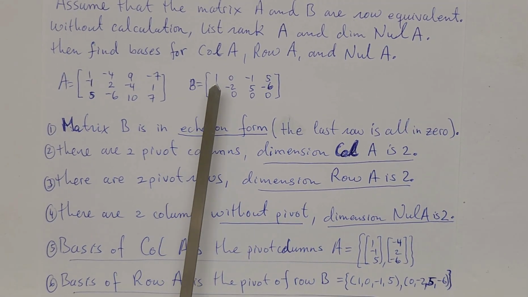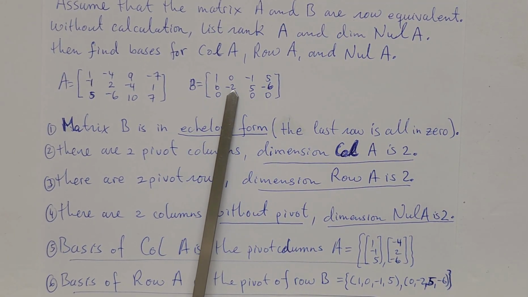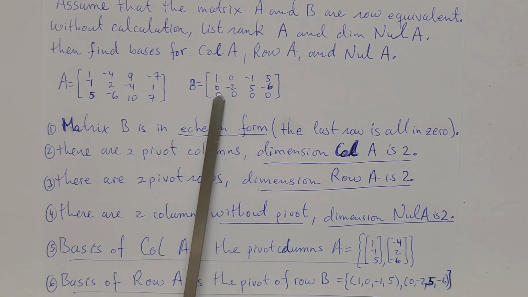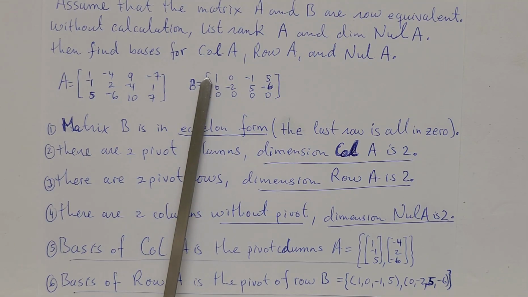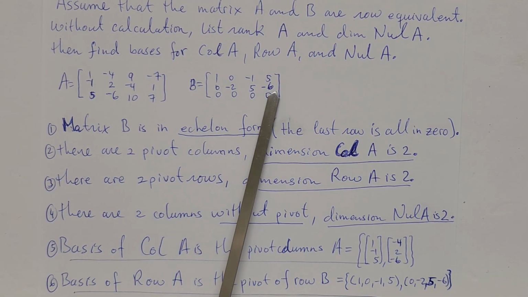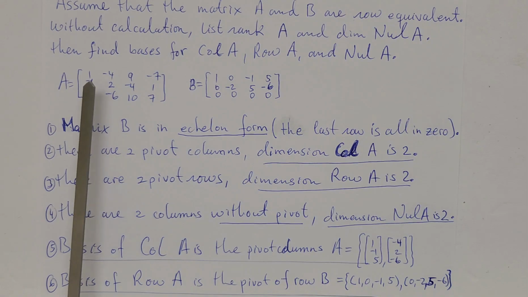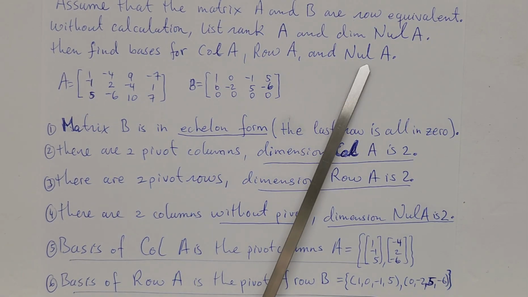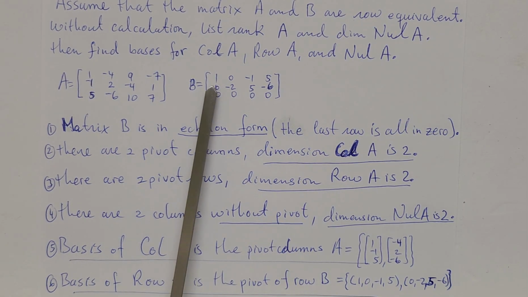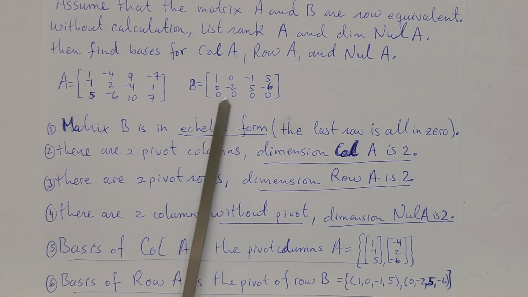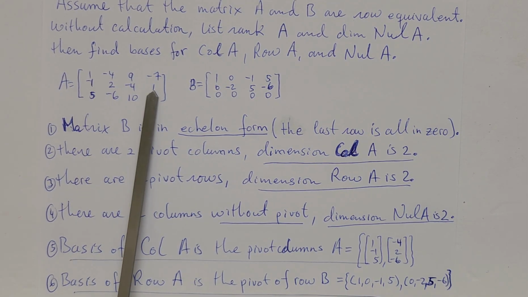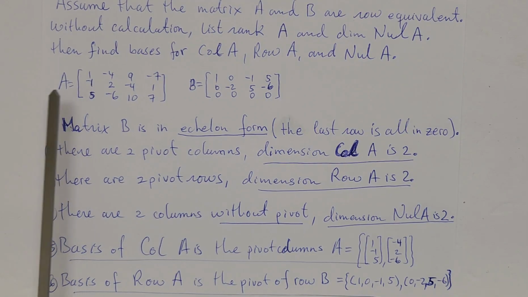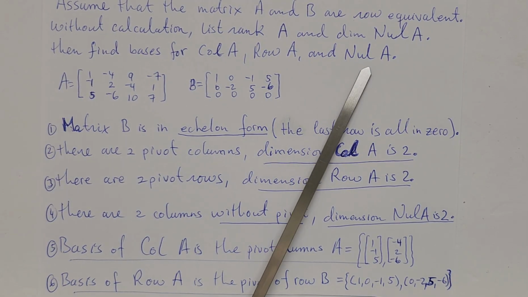One more time. In B, we have a pivot here and a pivot here. So we cannot use this last row because there is no pivot here. We're only using the first row and the second row, but we're not using B. We are using A to find null A. Again, pivot 1, pivot 2. The third row has no pivot, so we're not using it. We're only going to use row 1 and row 2 from A. Why A? Because we're looking for null A.